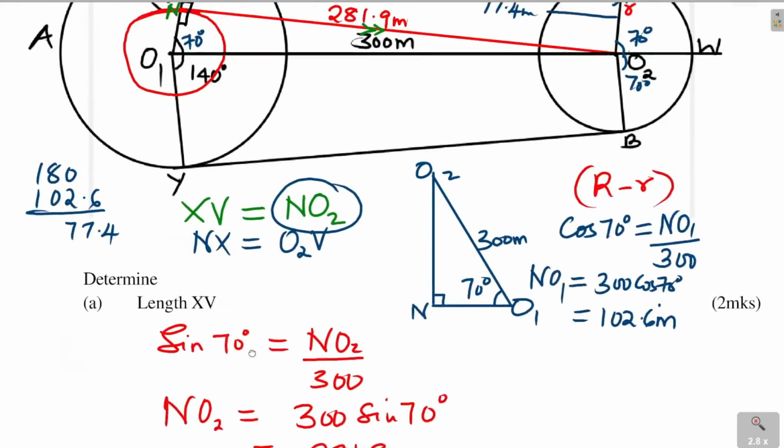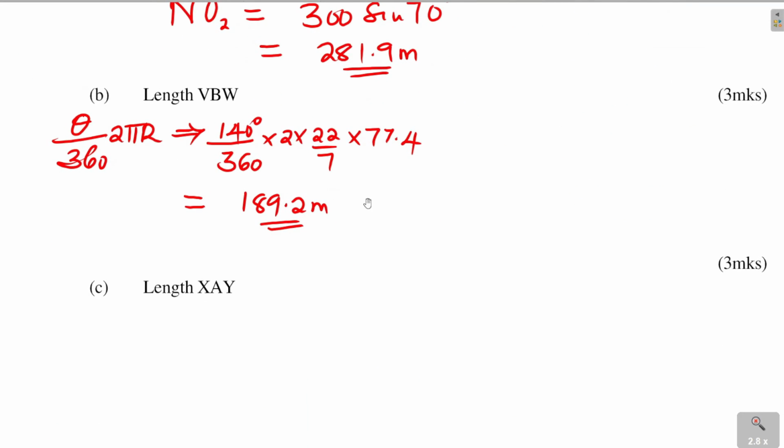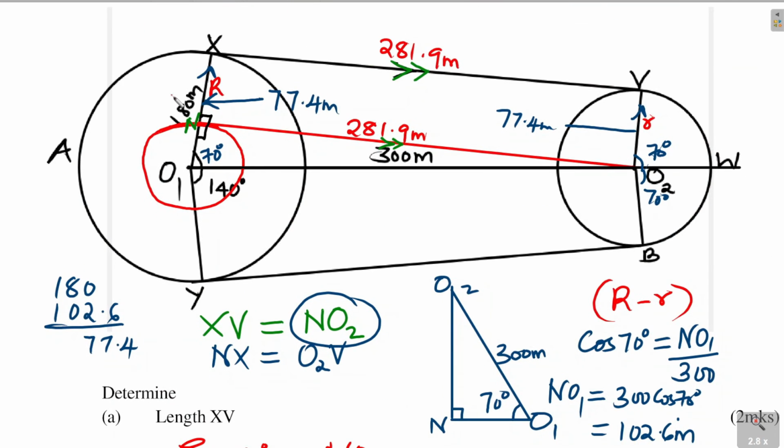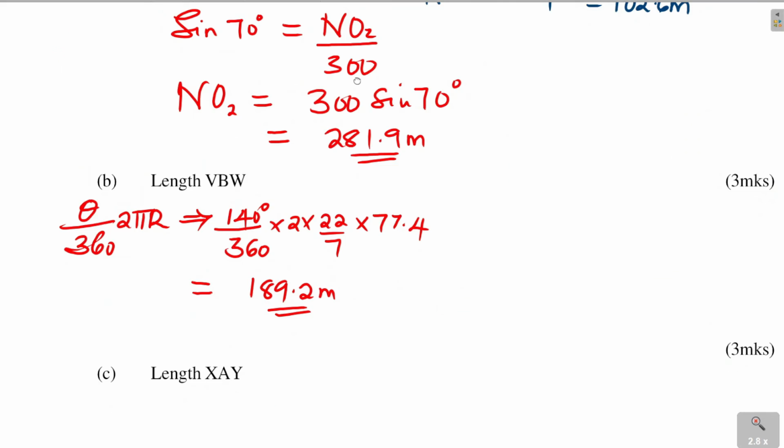Now the next question is the length XAY. XAY is on the other side, the length of this arc. We just need to identify the angle at the center, and this time it is easy. Since this angle is 140, the remaining angle here will be 220, because the angles at a point add up to 360. So just take 360 minus 140, and you get the angle on the other side, that is 220. Then the radius is 180. So you just need to use the formula.